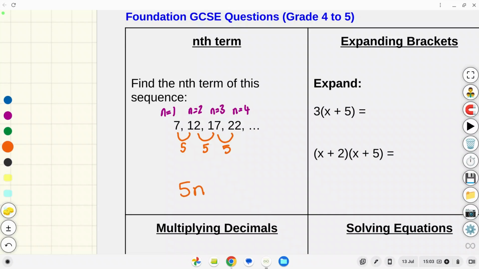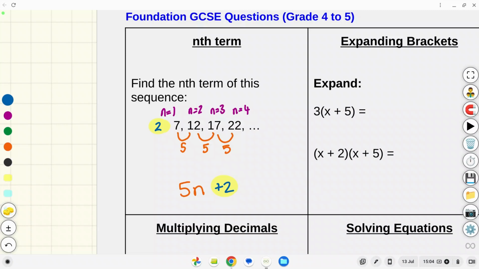Now our sequence isn't the 5 times table. It goes 7, 12, 17, 22. But it does go up in 5s, so we need that part. And then there's going to be some sort of adjustment. We either have to add something on or take something away. And the easiest way to do this is just to look for the hidden number that would have come before 7. So what's 5 less than 7? It's 2. And that's what we can just put there. So that's the rule for the sequence. It's the 5 times table with 2 added on.